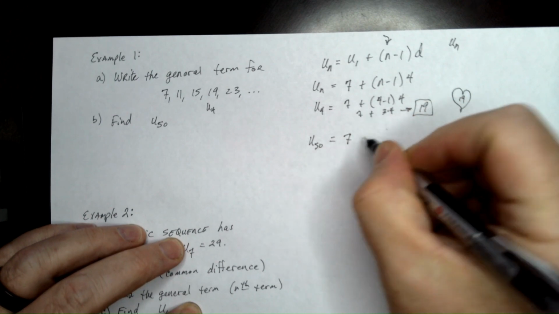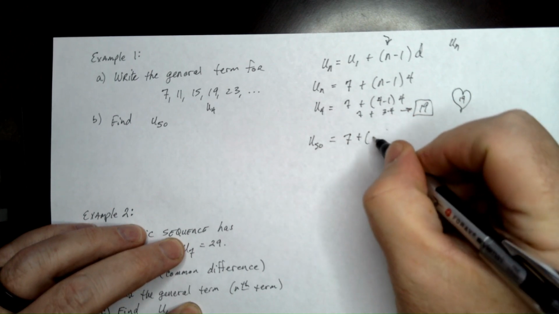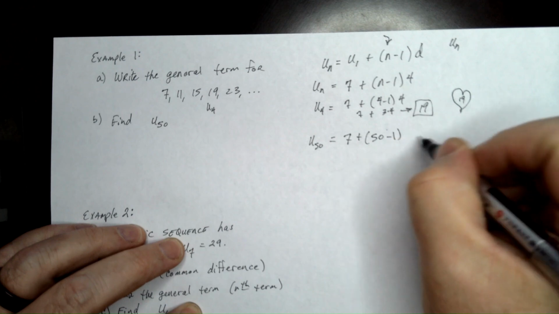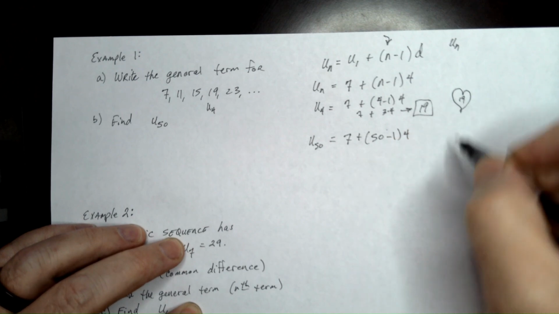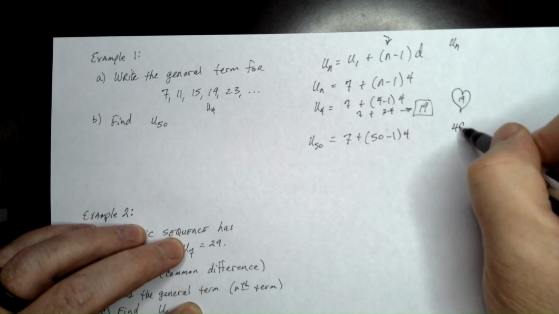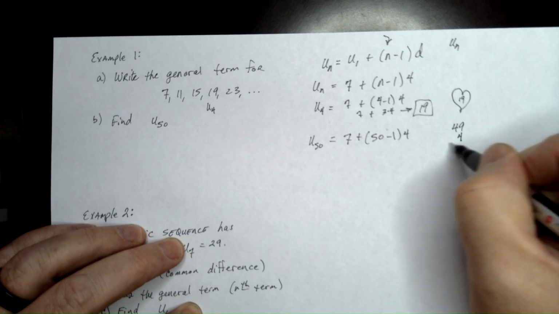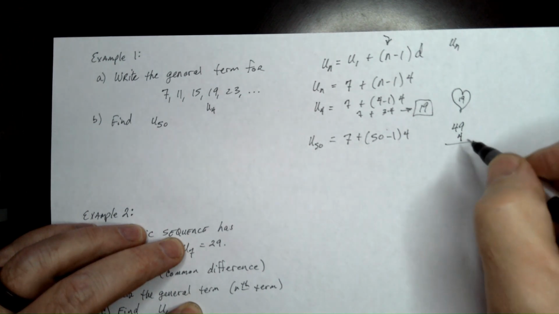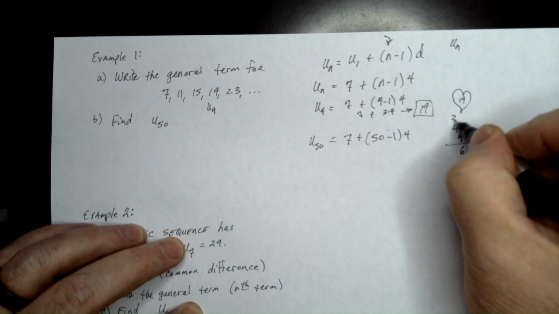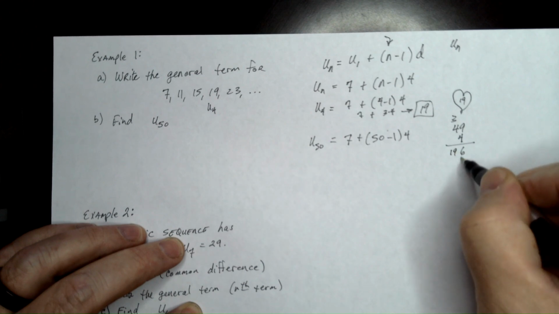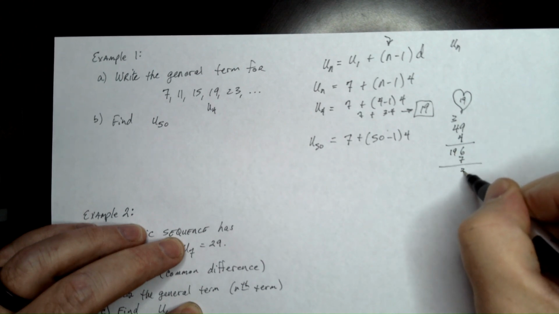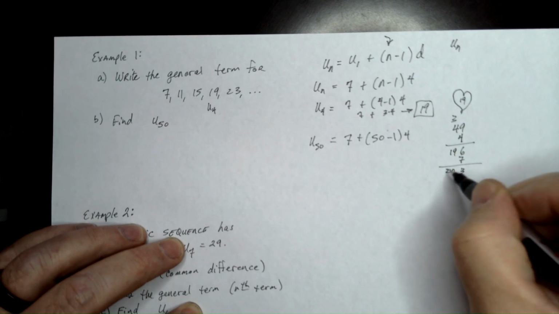So now let's do U50, the 50th term. So 7, that's U1, plus 50 minus 1 times 4. So 49 times 4, right? And then plus 7, so 196 plus 7 is 203.